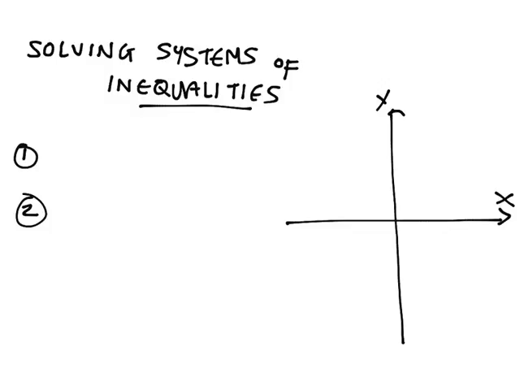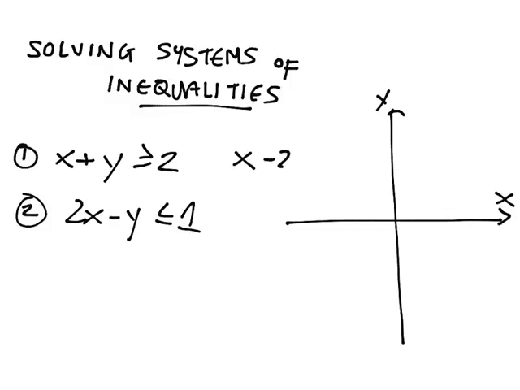Here's our first one. x plus y is greater than or equal to 2. Let's rearrange this into slope-intercept form so we can graph it easily. That's x minus 2 is greater than or equal to minus y. 2 minus x is less than or equal to y. And we switch the inequality sign because when we divide by minus 1, we have to switch the sign. Don't forget that.